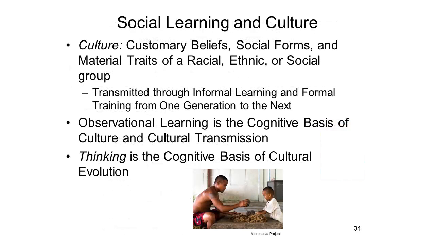Social learning, in turn, forms the cognitive basis of culture, which anthropologists define as the customary beliefs, social forms, and material traits of a racial or ethnic or social group, which are transmitted through informal learning and formal training from one generation to the next. Learning is the acquisition of knowledge through experience. Social learning is observational learning, learning that's mediated vicariously, simply by watching and learning from other people. When one generation learns from a previous generation, when a child learns from a parent or a student learns from a teacher, that intergenerational transmission is cultural transmission, and it occurs by virtue of social learning.